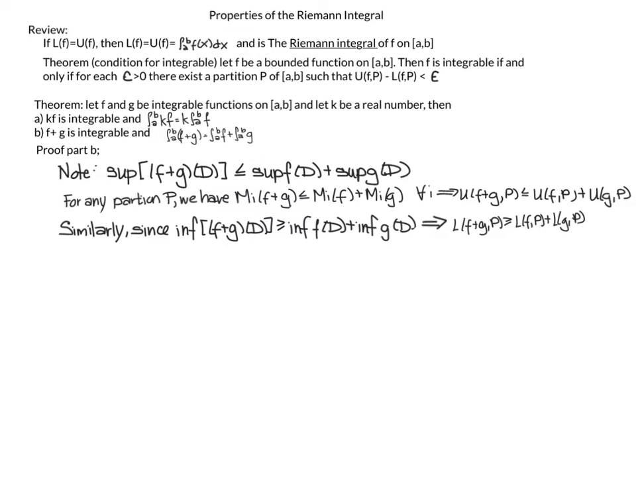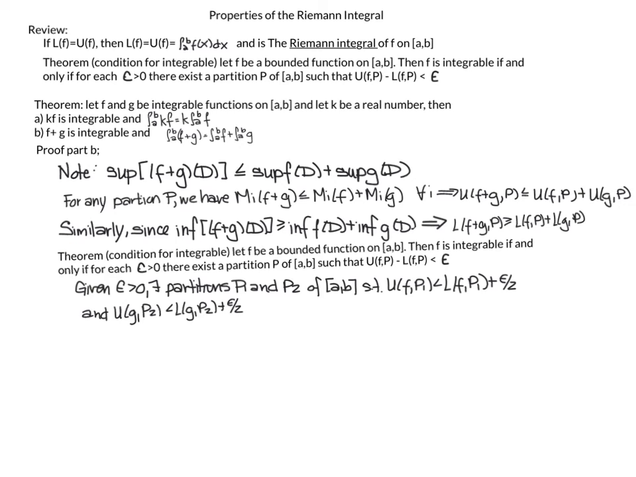From this inequality, we get that the sup of f plus g, which is equal to capital M sub i of f plus g, is less than capital M sub i of f plus capital M sub i of g. And since these M sub i's are the things that are summed up when we get our upper sum, that will imply that the upper sum of f plus g with respect to that partition is less than or equal to the upper sum of f plus the upper sum of g. And similarly, we could do the same thing with the infimum and the lower sums.